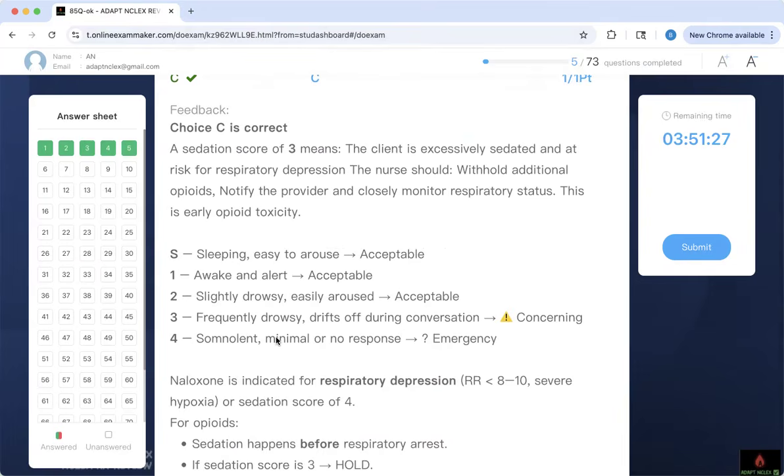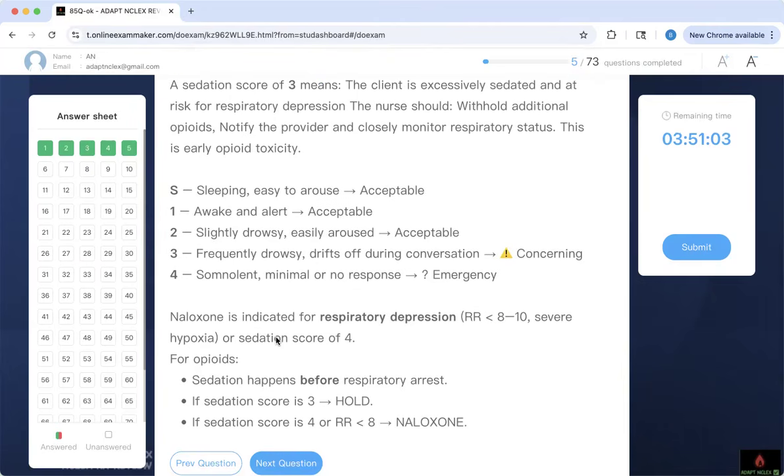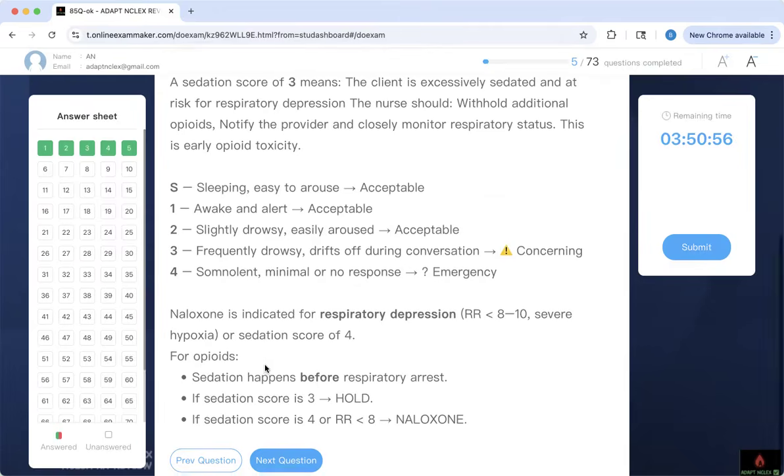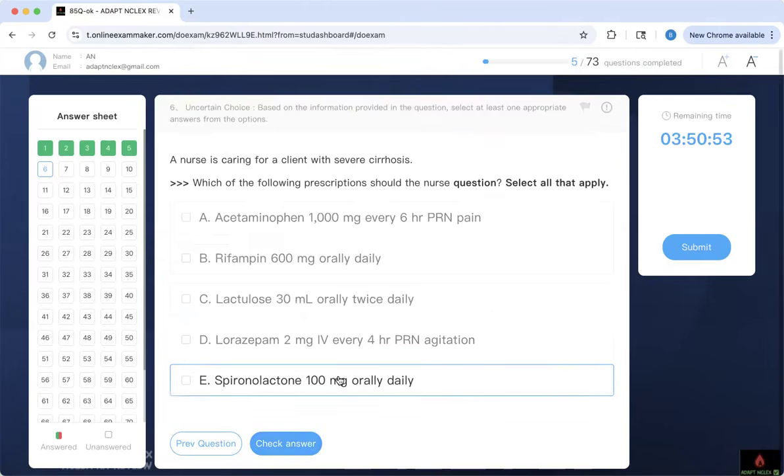But this is the scale. You can take a look at it, take a picture of it, right? When they give the medication, if the patient is sleepy and irritable, it's acceptable. If they are awake, alert, it's acceptable. That's 1. If they're drowsy, but they come back, 2. If they are frequently drowsy and drift away, that's 3. That's concerning. If you can't arouse them, that's an emergency. This is where you give them medication, naloxone, right? But this is the problem. You give them naloxone if the respiratory rate is low and there's severe hypoxia. So that's the key. Know this and know how to answer this question.